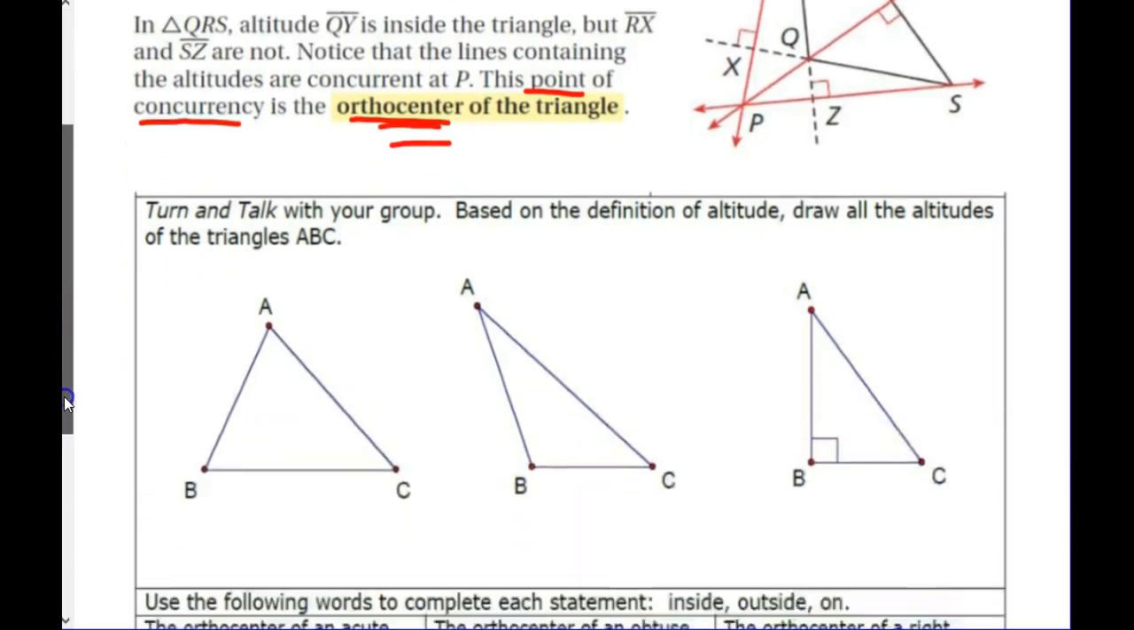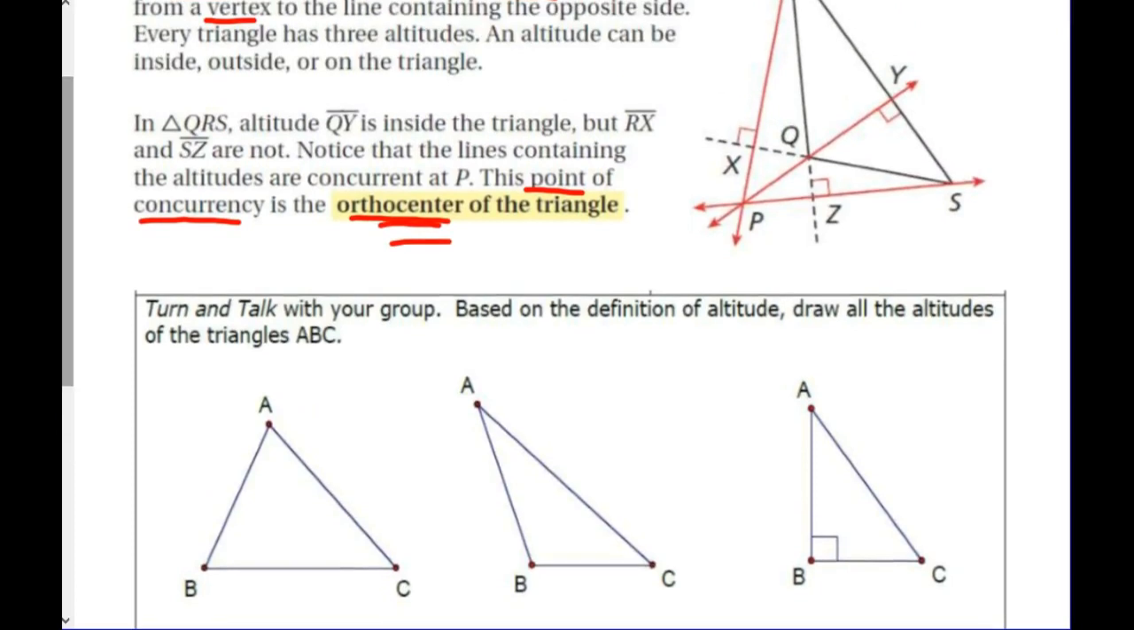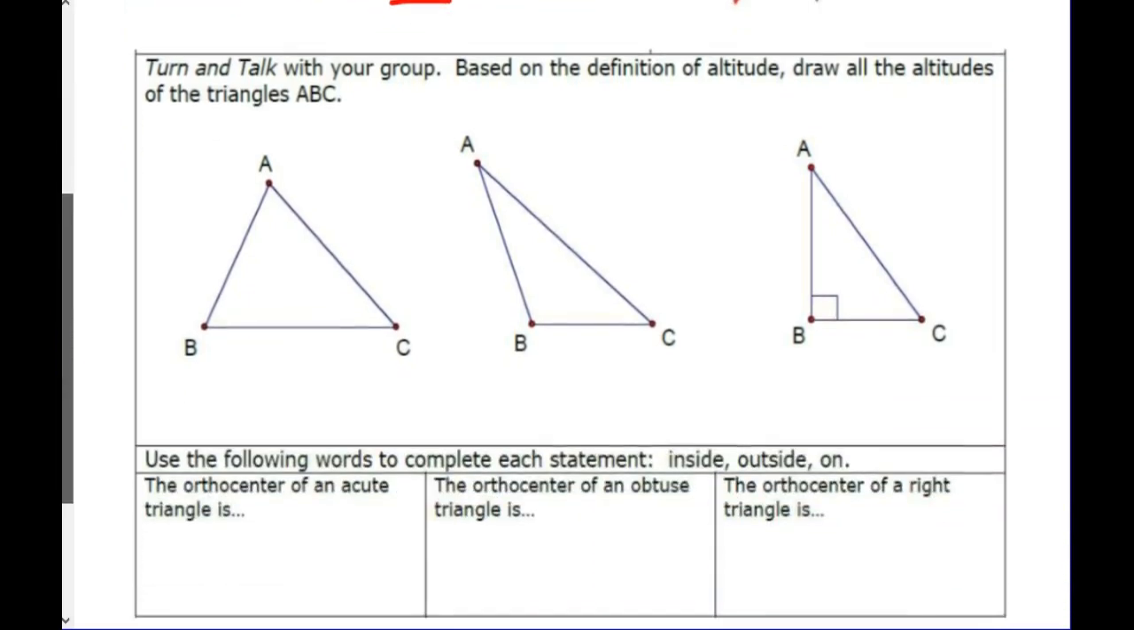How does that make any sense if the center is outside? Right, so it's an orthocenter. It's a special kind. Let me show you how it works, okay? At the bottom, we're not going to turn and talk, but we're going to do this together. We're going to sketch three different orthocenters, okay?